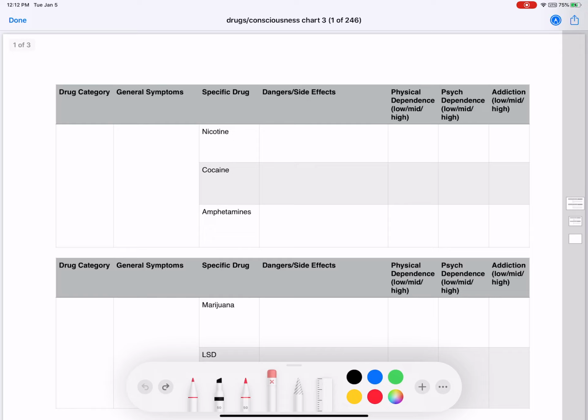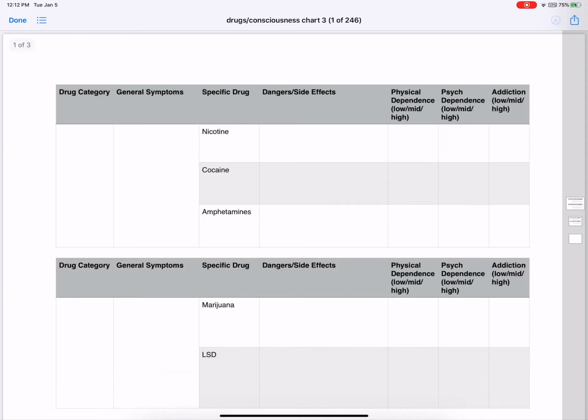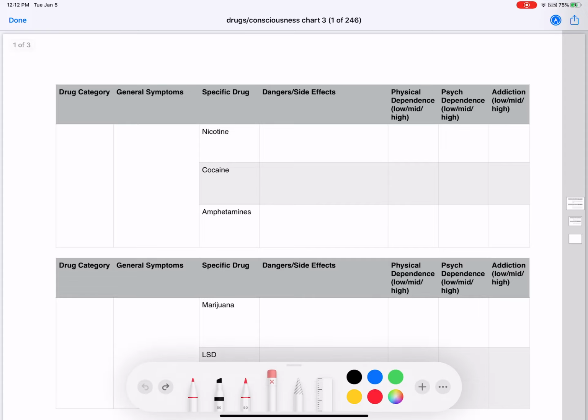So if you look here, this first chart that we're going to cover, if my pencil will work. Oh, there we go. All right, sorry about that.